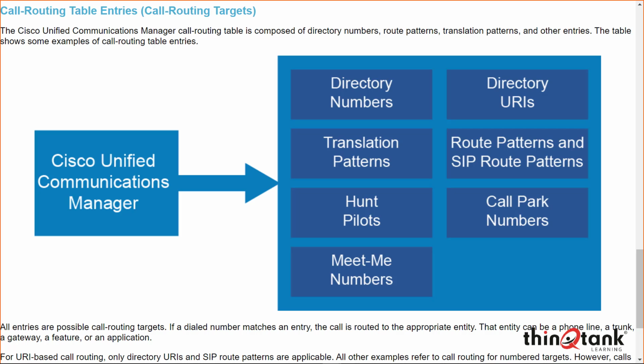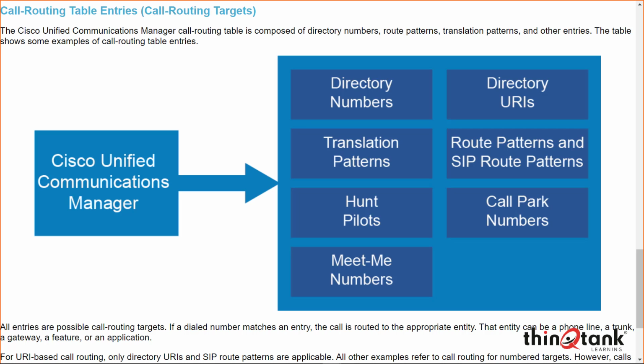Route patterns and SIP route patterns usually point to some gateway, either through a media resource group list or directly to the gateway. But the idea of route patterns is these are the patterns that I'm defining in the system that allow me to dial out to the PSTN. A translation pattern is basically just a pattern that allows me to take a received set of digits and translate them to a different set of digits so that I can proceed with the call.